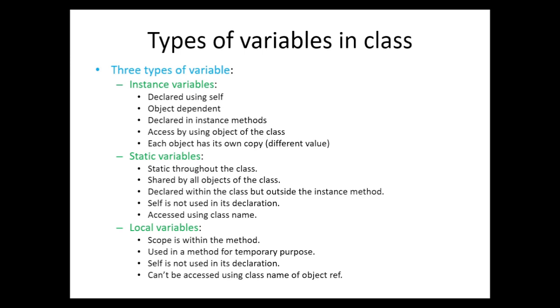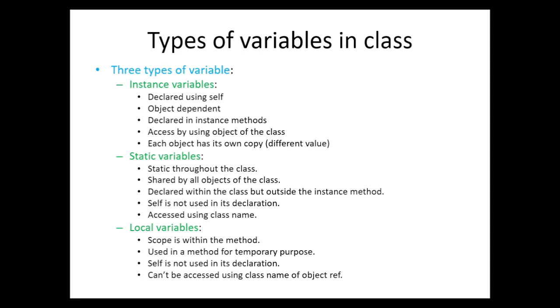On the other hand, if we talk about the static variables, these are the variables whose value is shared between all the objects of the class. So shared by all objects, declared within the class but outside the instance method. Self is not used in its declaration. These are accessed using the class name.